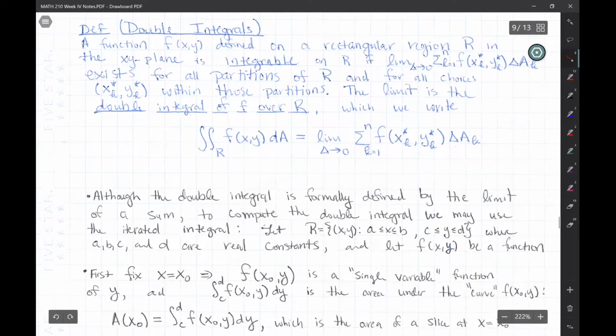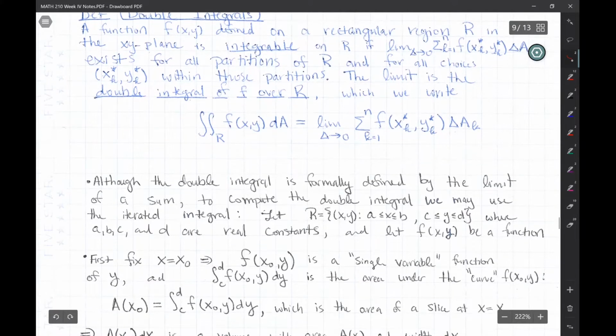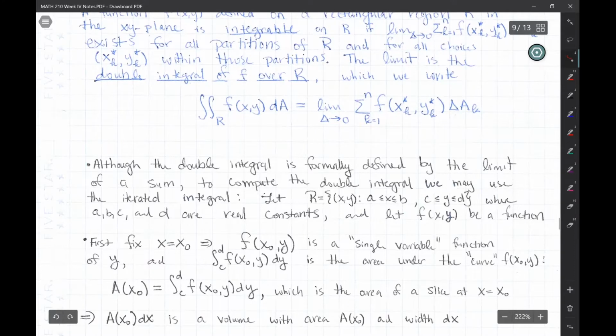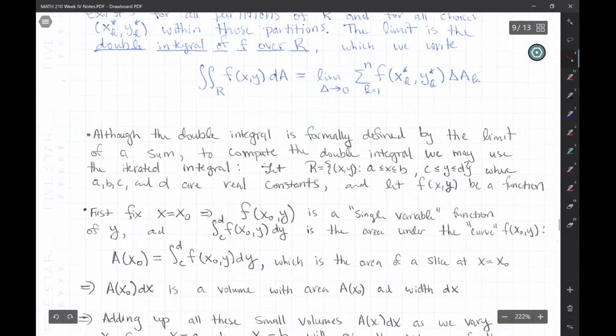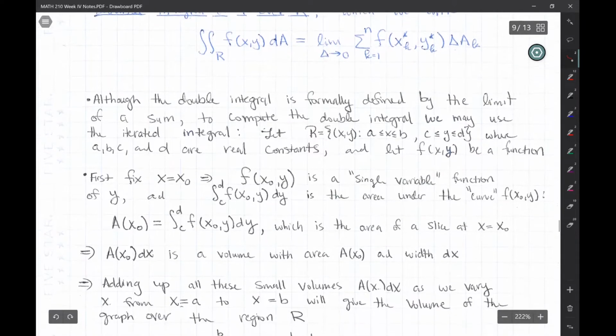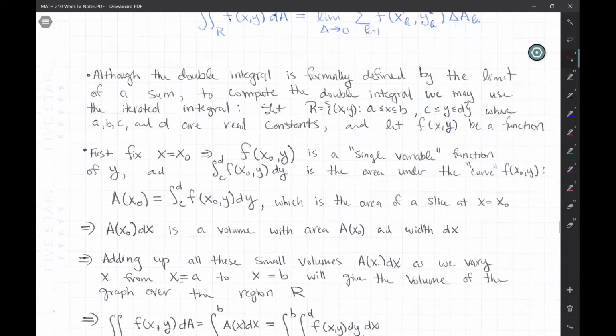Nonetheless, it's important to define formally at least the double integral as you see above. We're dealing with rectangular regions, so we're going to describe these rectangular regions as x being between a and b and y being between c and d. Looks just like a rectangle. And so how do we do this iterated integral approach?